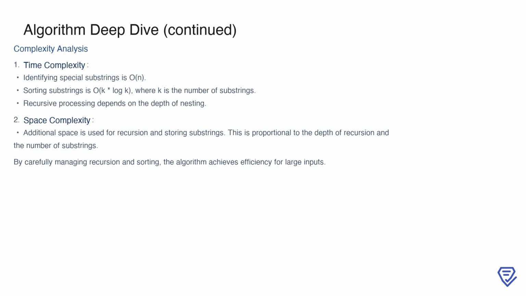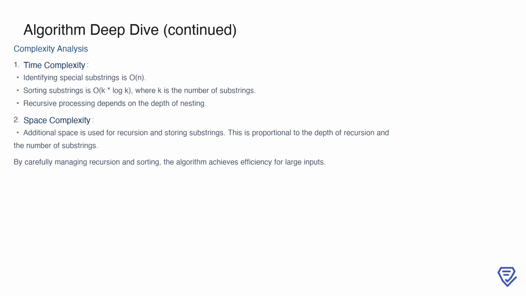Finally, let's analyze the complexity of this algorithm. Identifying special substrings within the string has a time complexity of O(n), where n is the length of the input string. Sorting the substrings adds a complexity of O(k log k), where k is the number of substrings. The recursive processing depends on the depth of nesting within the string, which contributes to the overall complexity. In terms of space, additional memory is used for recursion and storing substrings. This space usage is proportional to the depth of recursion and the number of substrings.